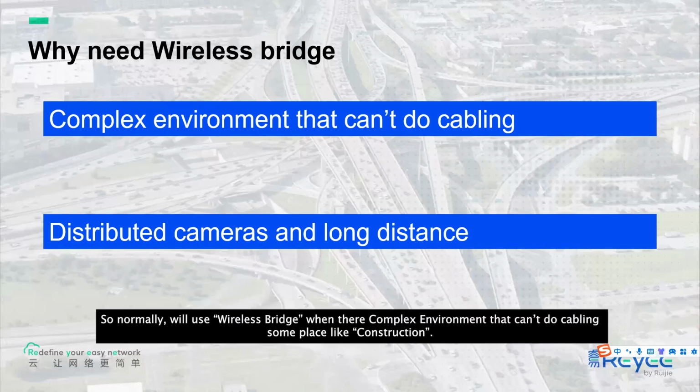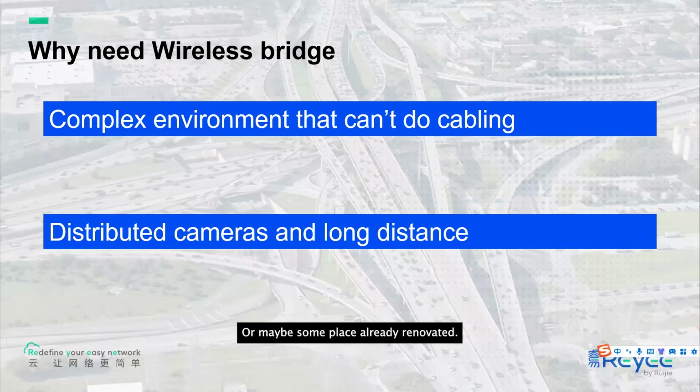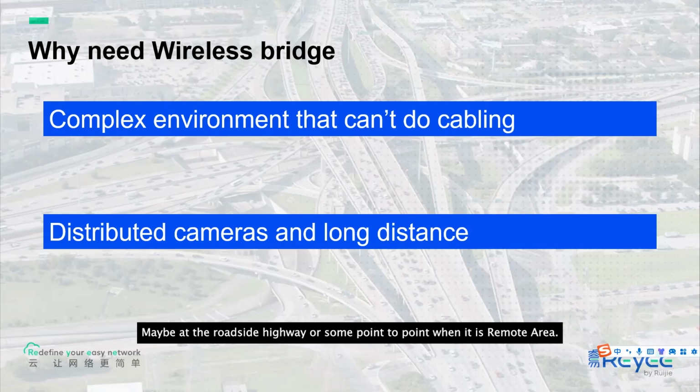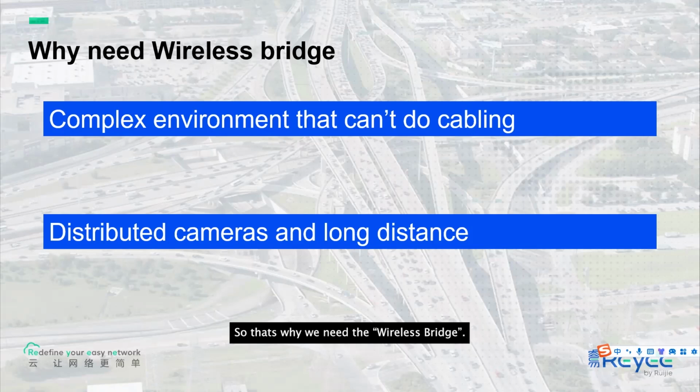Normally we'll use a wireless bridge when there's a complex environment where we can't do cabling, some place like constructions, or maybe some place that is already renovated. In our CCTV context, sometimes we want to deploy CCTV cameras at a long distance, maybe at a roadside, highway, or some point to point in a remote area. So that's why we need a wireless bridge.